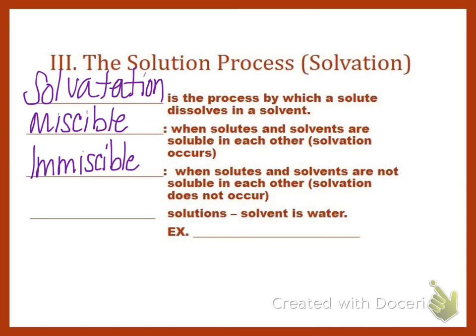For instance, oil and water are immiscible. They will not mix. And then this is just a reminder that when we say something is an aqueous solution, that means that it has been dissolved or the solvent is water. So an example of that, again, would be saline solution, salt water, that kind of thing.